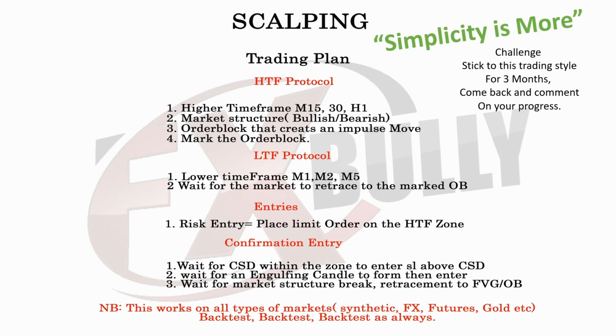On a risk entry, on the higher time frame order block, the zone that we have marked, we put a limit order and then put a stop loss above the zone. Or we'll use the three following entry techniques, which are confirmation entries. You wait for a CSD to form within the zone, and then you take your entry. Then we put our stop loss above the CSD.